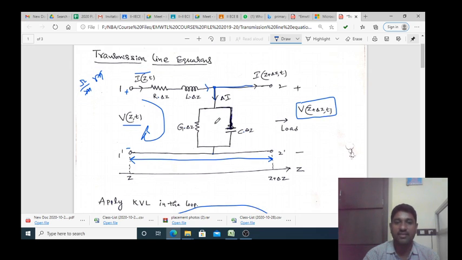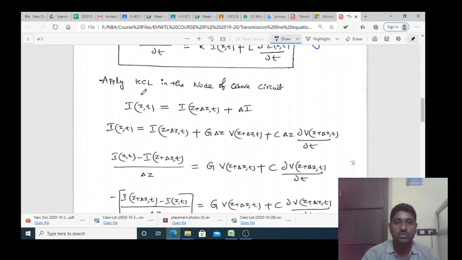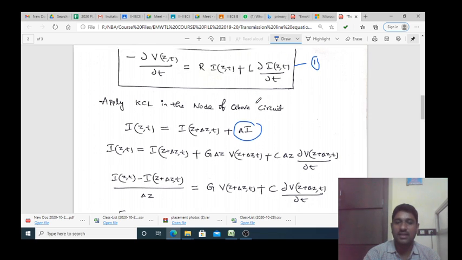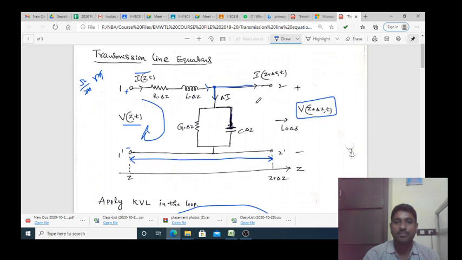So that is what I have written here. You can see here, I of z comma t is equal to I of z plus del z comma t plus del I. Then what is del I? That is the current which is flowing into this conductance and this capacitance. Now we can express this del I in terms of the voltage.